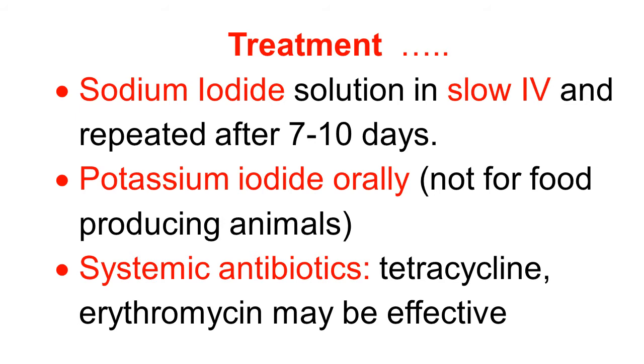Potassium iodide has a direct effect on the heart and it may cause cardiac arrhythmia. It may stimulate the heart. So potassium iodide is given orally, sodium iodide slow intravenous. Potassium iodide is generally not used for food producing animals. Better systemic effective antibiotics are also available. Tetracycline for a long duration, erythromycin for a long duration, may be effective.